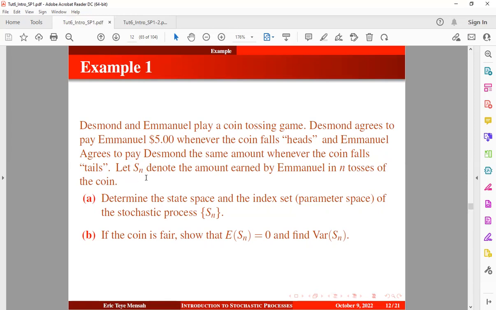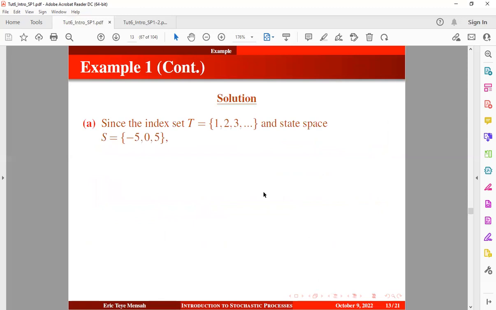Let S_n denote the amount won by Emmanuel in n tosses of the coin. We want to determine the state space and the index set of this process. Secondly, if the coin is fair, we want to show that the expectation of this process is 0, and also find the variance of the process. So let's take a look at the first part. You can see that our index set is going to be countably infinite, and our state space is going to be finite.